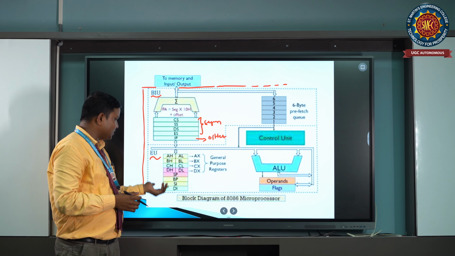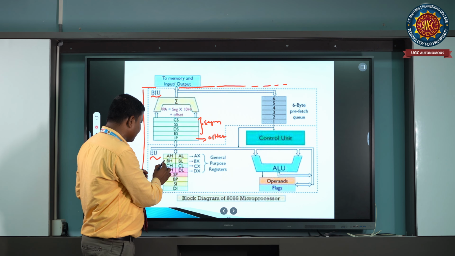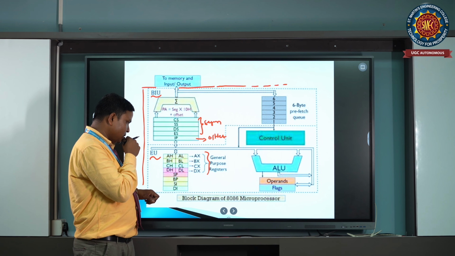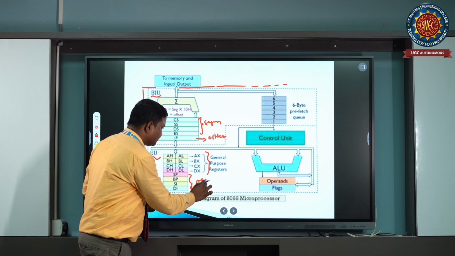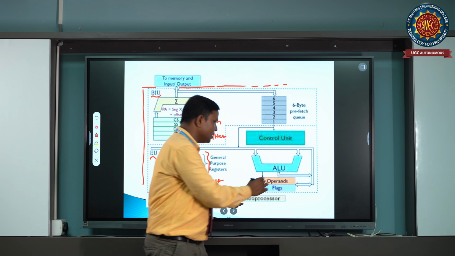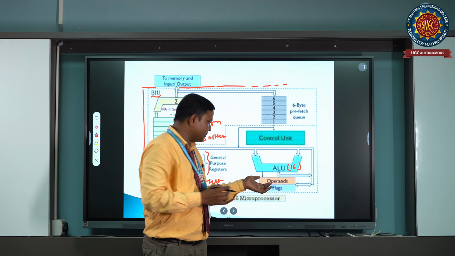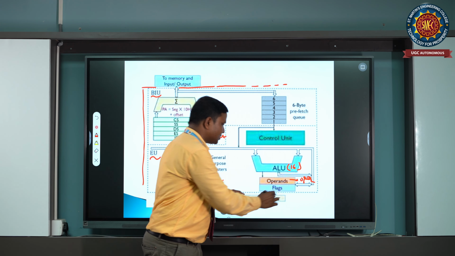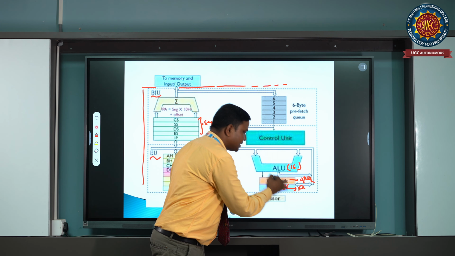While coming to the execution unit, what exactly do we need to learn? This is the general purpose register, which is called the offset register. Here the ALU is there, and we need to perform the 16-bit operation. The next one is the operands, and the next one is the flags. Total 16 flags are there.